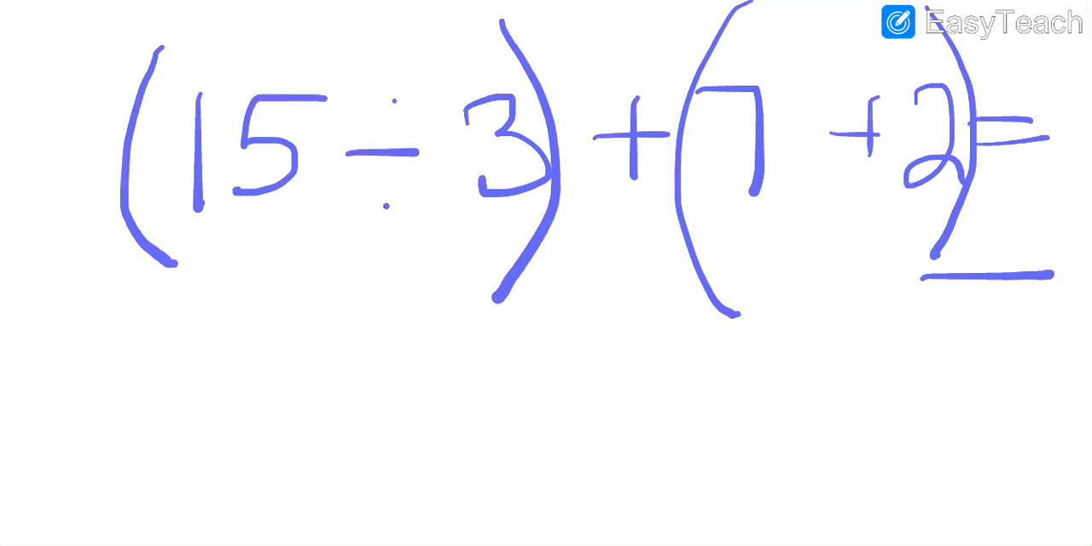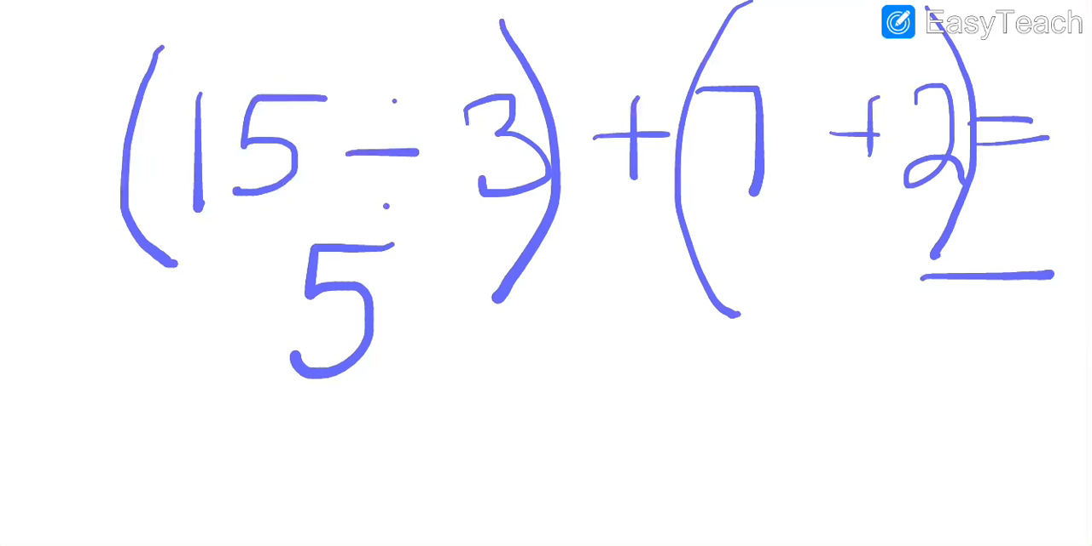Now we're ready to solve the parentheses. Which set of parentheses you solve first isn't really that important. I like to work left to right. 15 divided by 3 is some number. If you're having trouble with division, turn it into a turnaround fact for multiplication. Say 3 times what is 15? 3 times 5. All right, so write that down, show your work. Excellent.